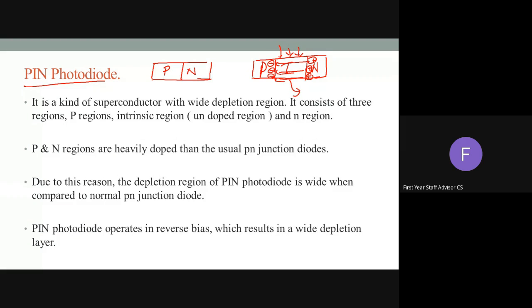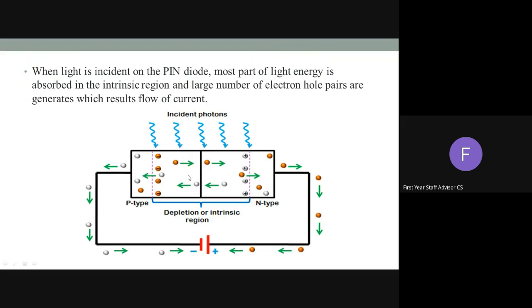So this is why this photodiode, this electronic equipment, is called a PIN photodiode. PIN stands for p-type, intrinsic and n-type. So connecting a p-type semiconductor, an intrinsic, and an n-type semiconductor in this way will result in a wide depletion region, or intrinsic region.